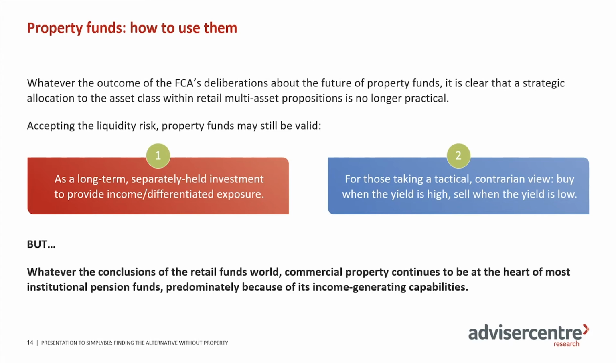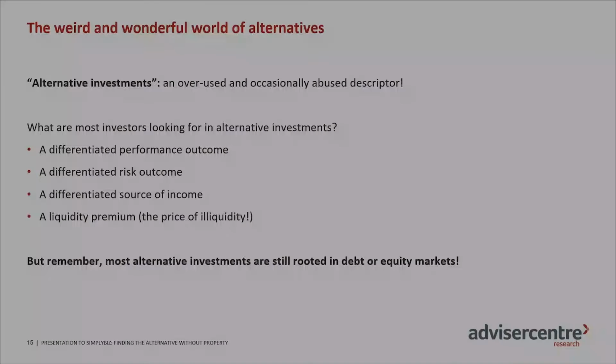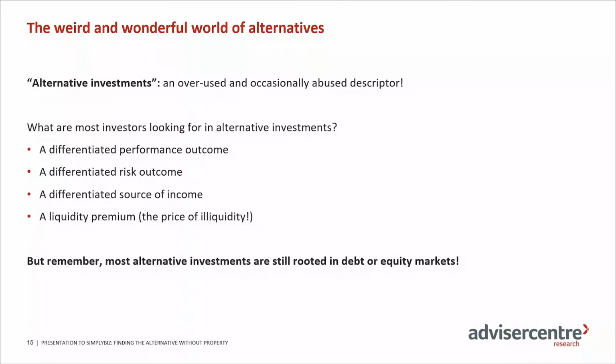There's a lot of chat that it's all over and it's all done, but I would argue from this point on, it's not done and dusted. The FCA is still deliberating, so let's wait and see what they come up with. Right, let's get into the meat and bones. If one can't buy property, then what can one buy?